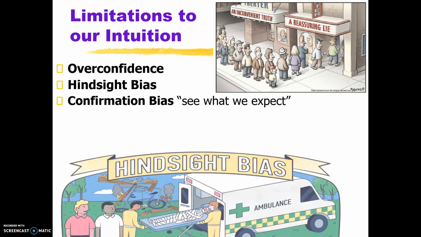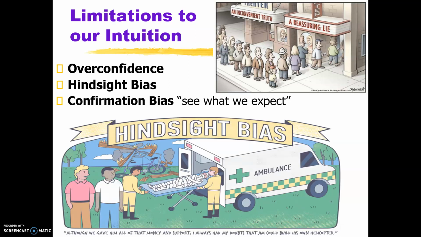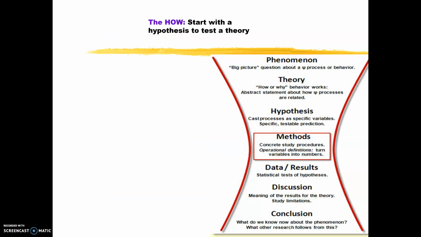And then this one just cracks me up. Thank you to Mr. Prinny for finding this. It says hindsight bias. So someone getting into an ambulance, although we gave him all the money and support: "I always had my doubts that Jim could build his own helicopter." Yeah. Well, of course, it's easy to say you had doubts when it didn't, in fact, work out. So be aware of those things.